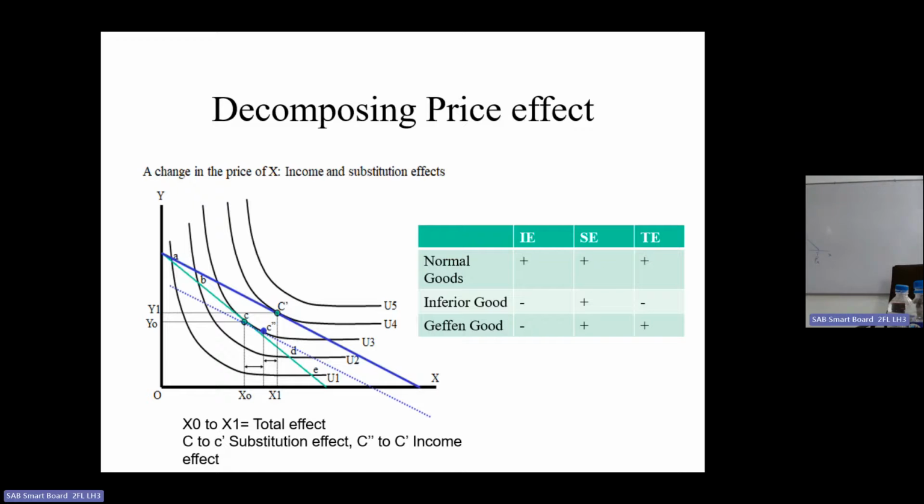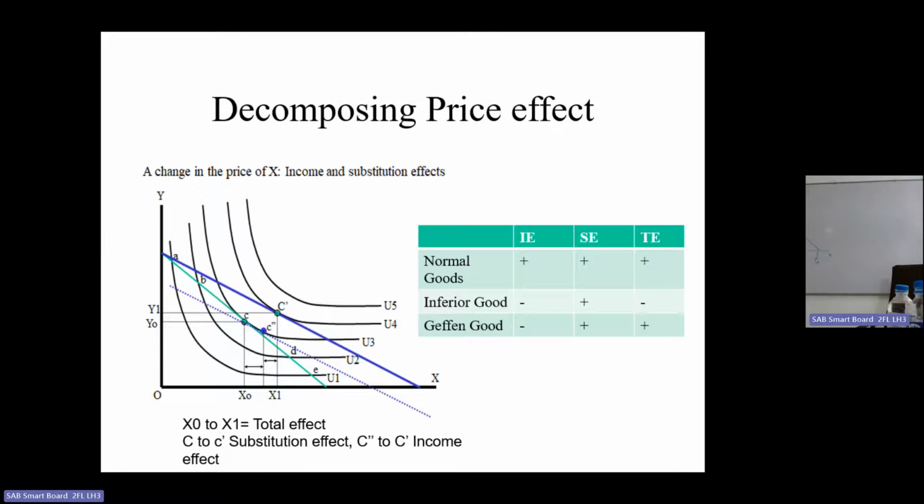And the other effect is the substitution effect, right? From the total effect, we can identify the substitution effect. So the income effect, the substitution effect, and the total effect. Now we can identify the nature of the product.